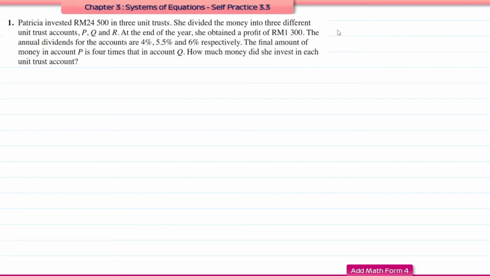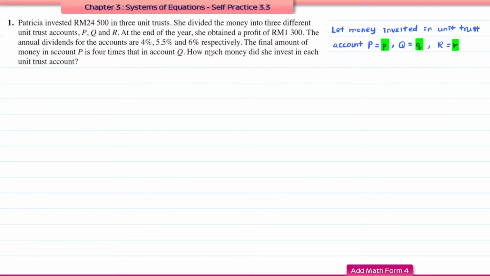Before we start, let us label the money that Patricia invested in the unit trust of account P as small letter p, the money invested in the unit trust account Q as small letter q, and the money invested in the unit trust account R as small letter r. So we're going to use these small letters p, q, r to represent the money in the unit trust accounts.